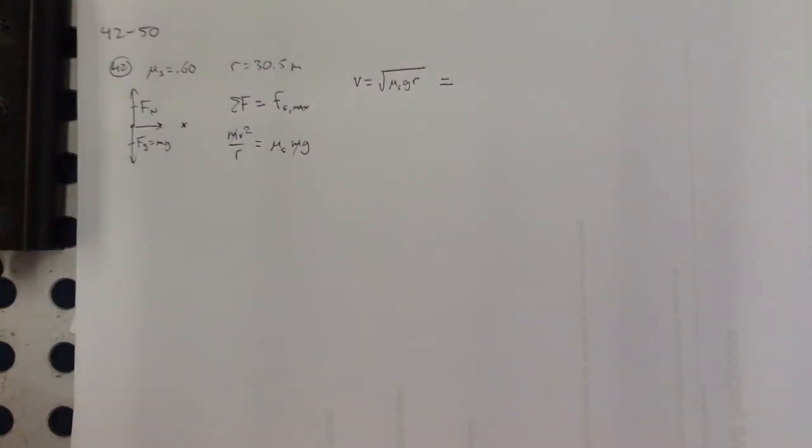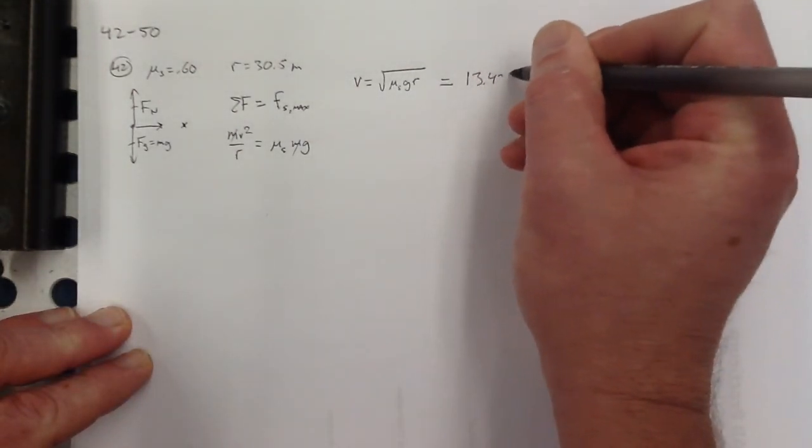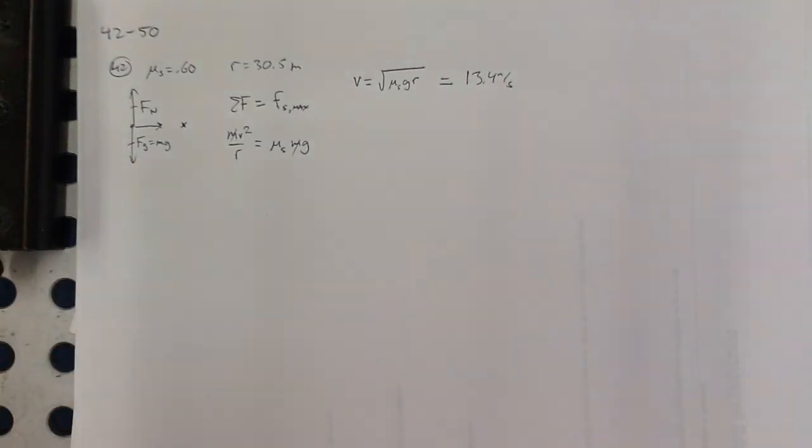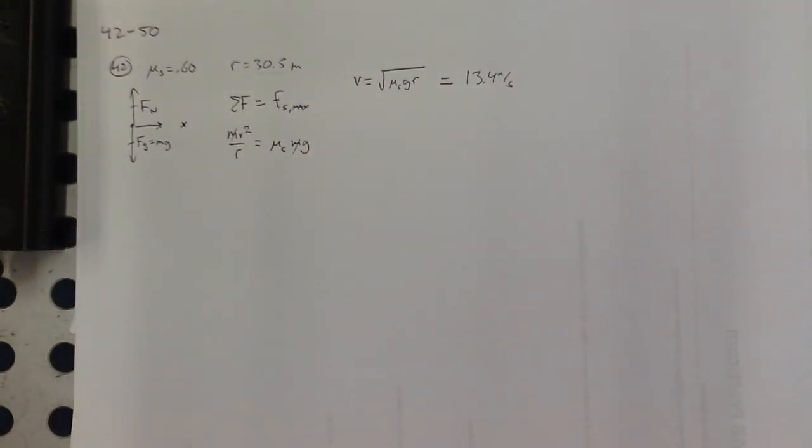So that's 0.6 times 9.8 times 30.5. About 13.4 meters per second. That's only about, I don't know, 30 miles an hour-ish. So that is a tight turn. Be careful. Watch out.